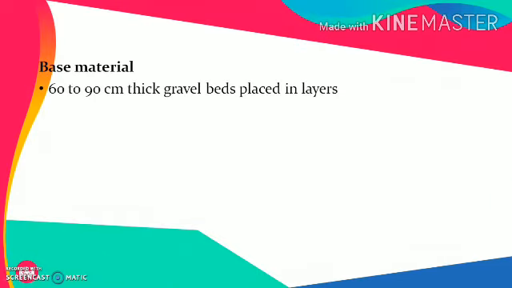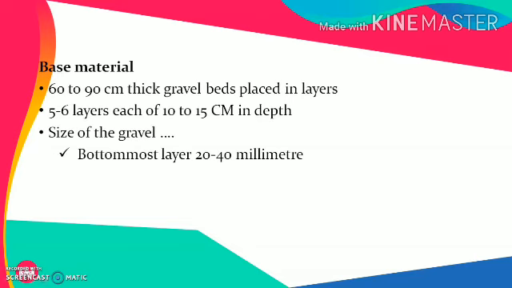The base material, like in the case of a slow sand filter, is used to support the filter media. It is a 60 to 90 centimeter thick gravel bed which is placed in layers. The number of layers is 5 to 6, each of 10 to 15 centimeter in depth. The size of gravel is varying.